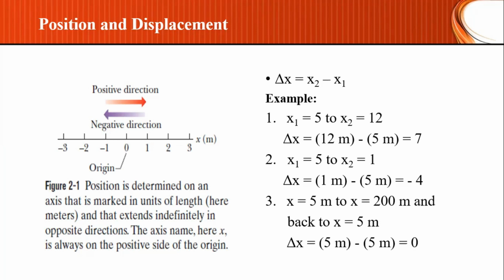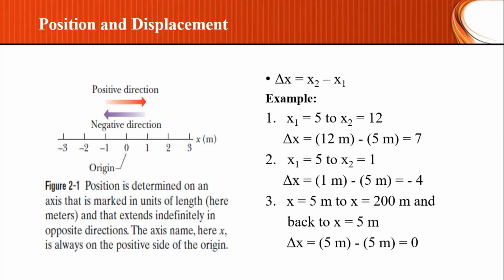A change from position x1 to position x2 is called a displacement Δx, where Δx equals x2 minus x1. The symbol Δ, the Greek uppercase delta, represents a change in a quantity, and it means the final value of that quantity minus the initial value. A displacement in the positive direction always comes out positive, and a displacement in the opposite direction always comes out negative.